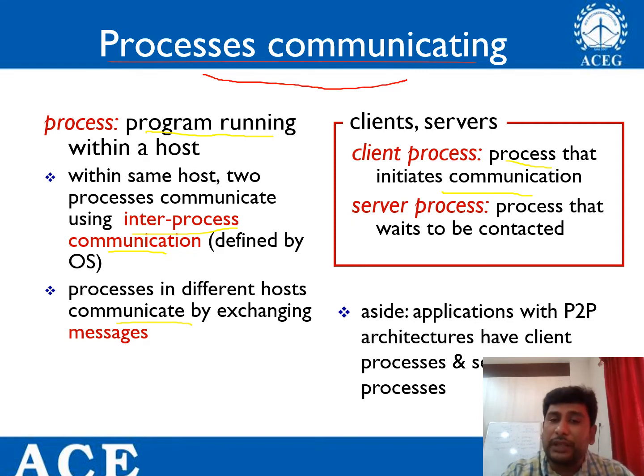So the Gmail server process will be referred to as the server process, and my request to connect to Gmail is referred to as the client process. Suppose we have just been discussing certain applications with peer-to-peer application architecture. In that also you will have both a client process as well as a server process, like instant messaging and Skype. Both will be involved in those communications.